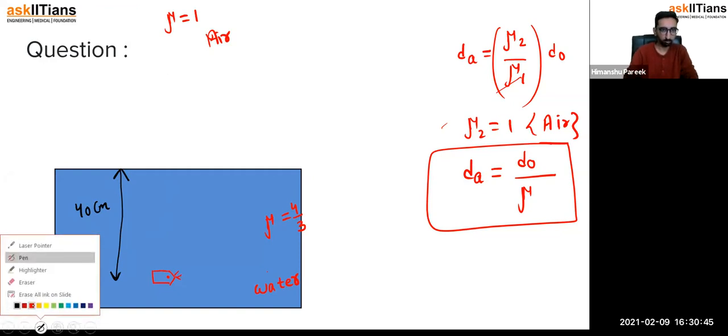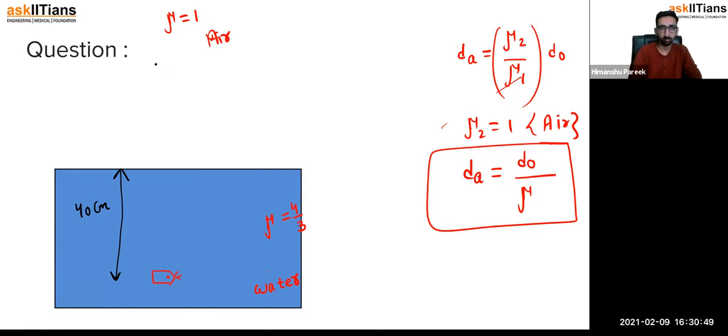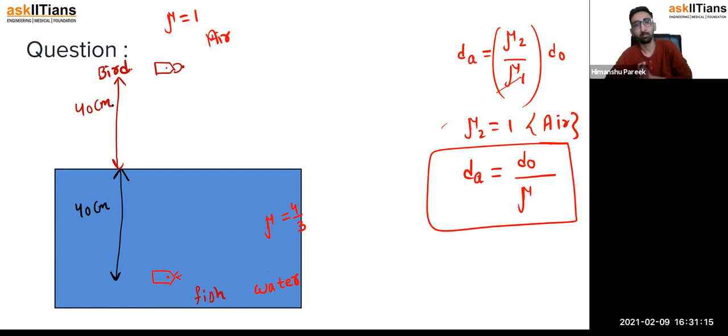And now right above the fish, very close to it, there is another bird. So there is a bird here in the air. I hope that looks like a bird, right? So there is a fish at the bottom, which is at a 40 centimeter depth, and there is a bird at a height of 40 centimeters again. Now, first of all, the bird is looking at the fish, right? So we have to find out what will be the separation between the bird and the fish if the observer is the bird. So when it is seen by the bird, what is the separation between them?